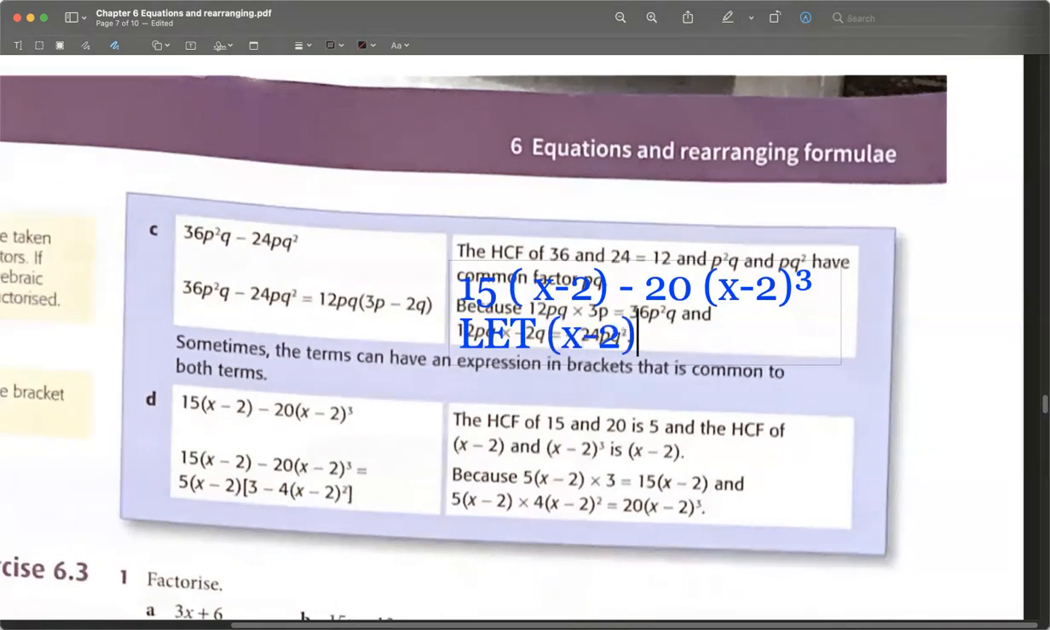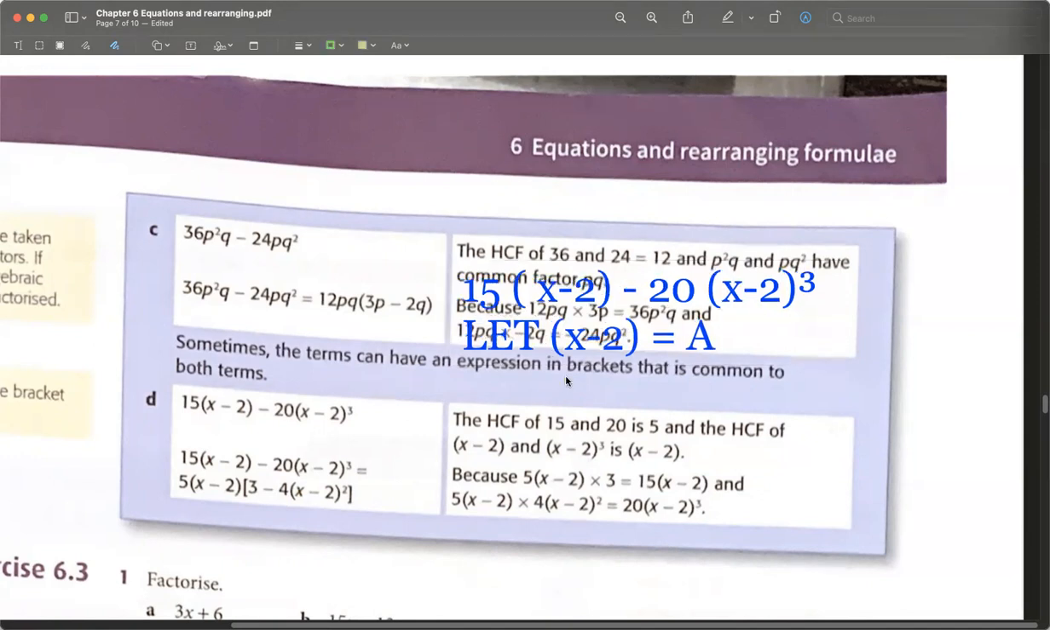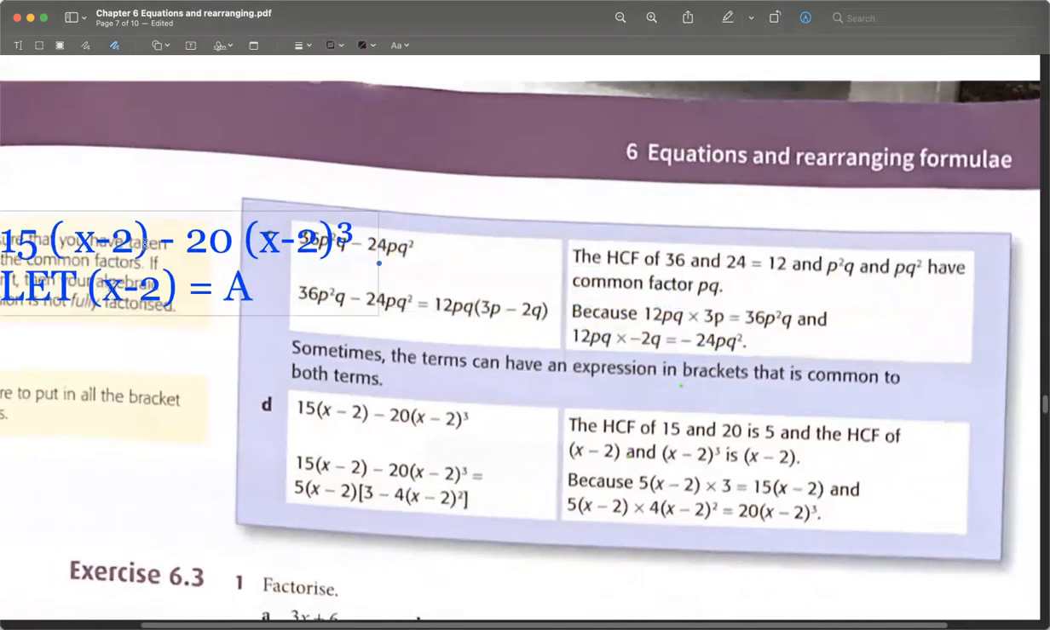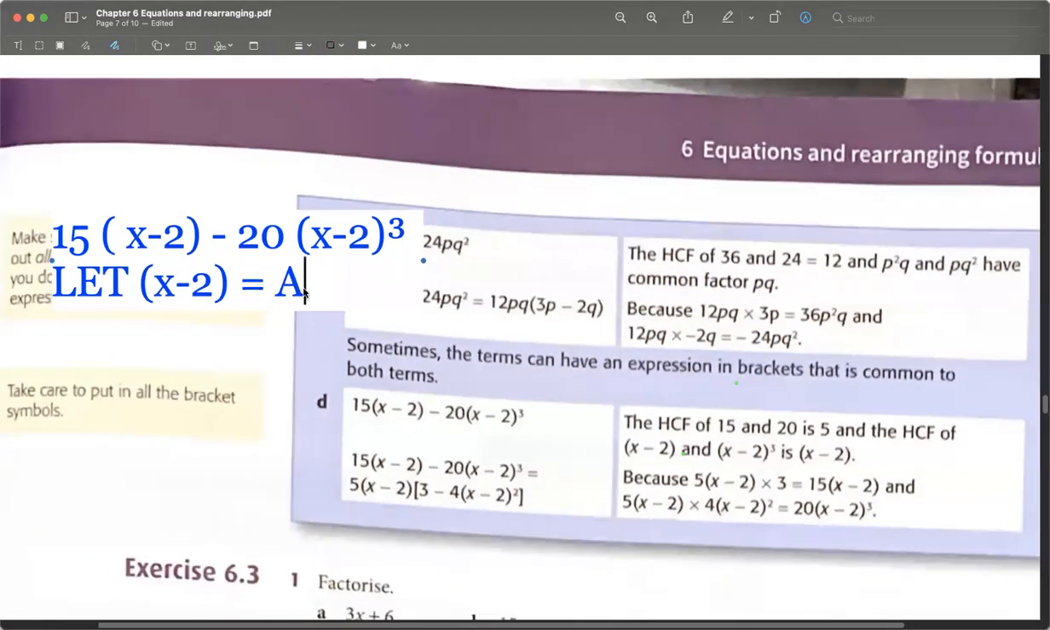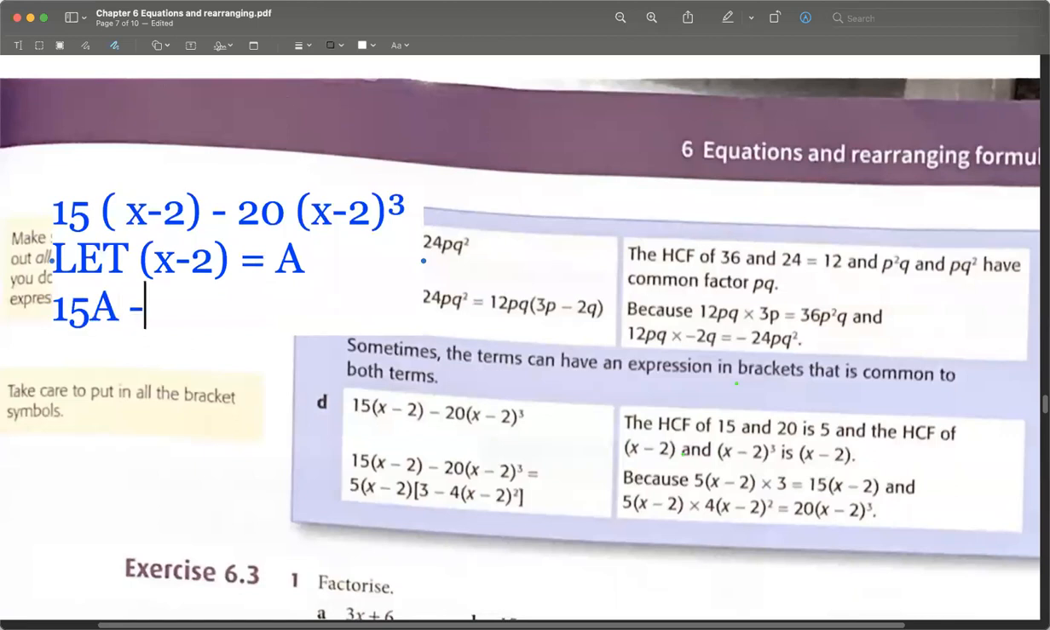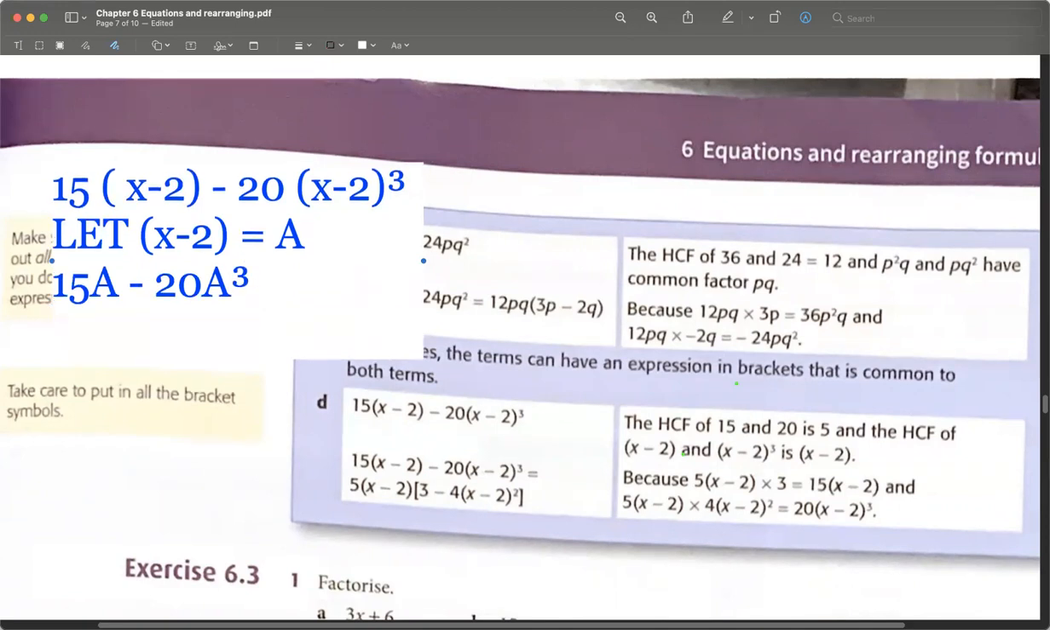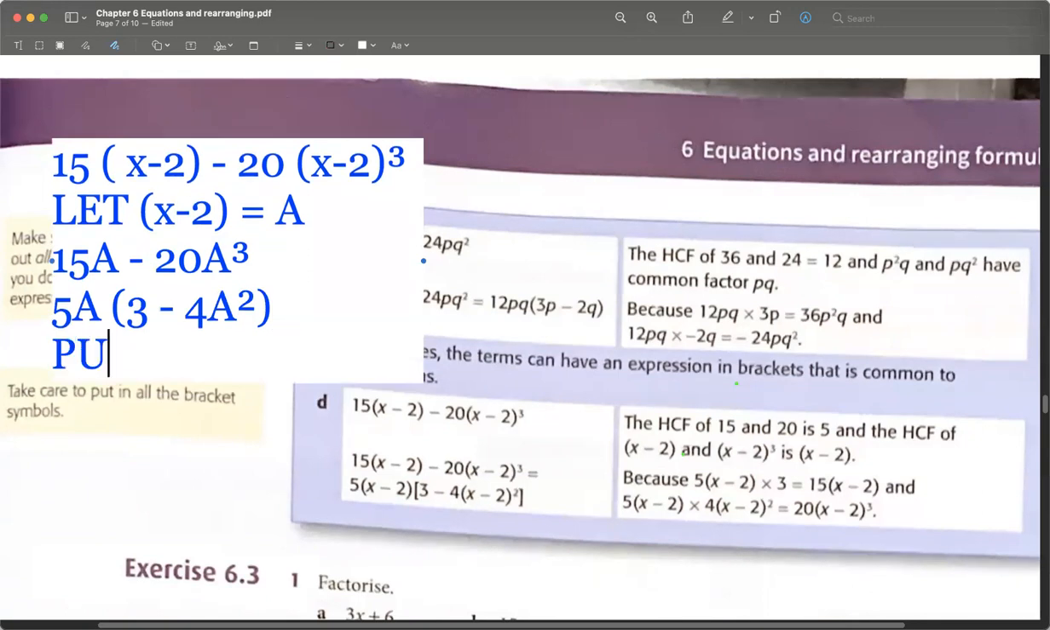Let this one, the bracket, be A, then it's easier to see. If I let it become A, I can solve it more easily. It will change to 15A minus 20A cubed. It's easier to see this way. Then I know I can take out 5, since 15 over 20 is divided by 5. I can also take out A, because here there's 1A and the other side has three A's. So 15A becomes 3, and 20A cubed becomes 4A squared.